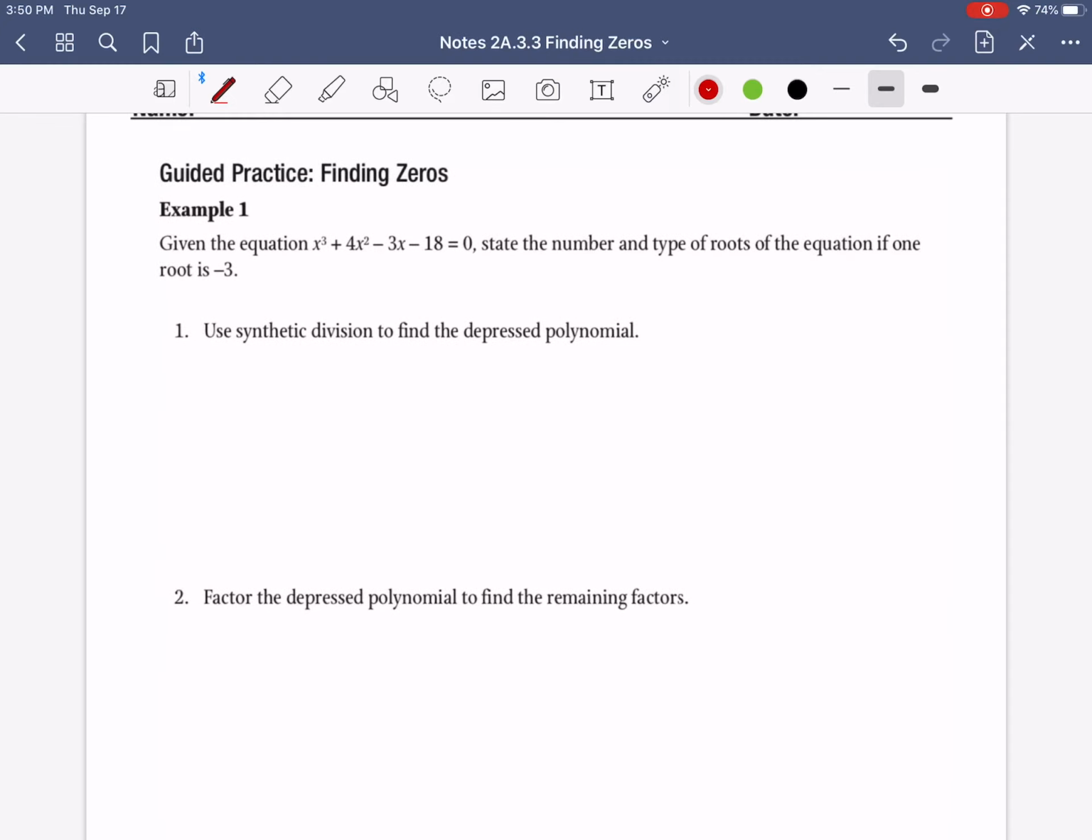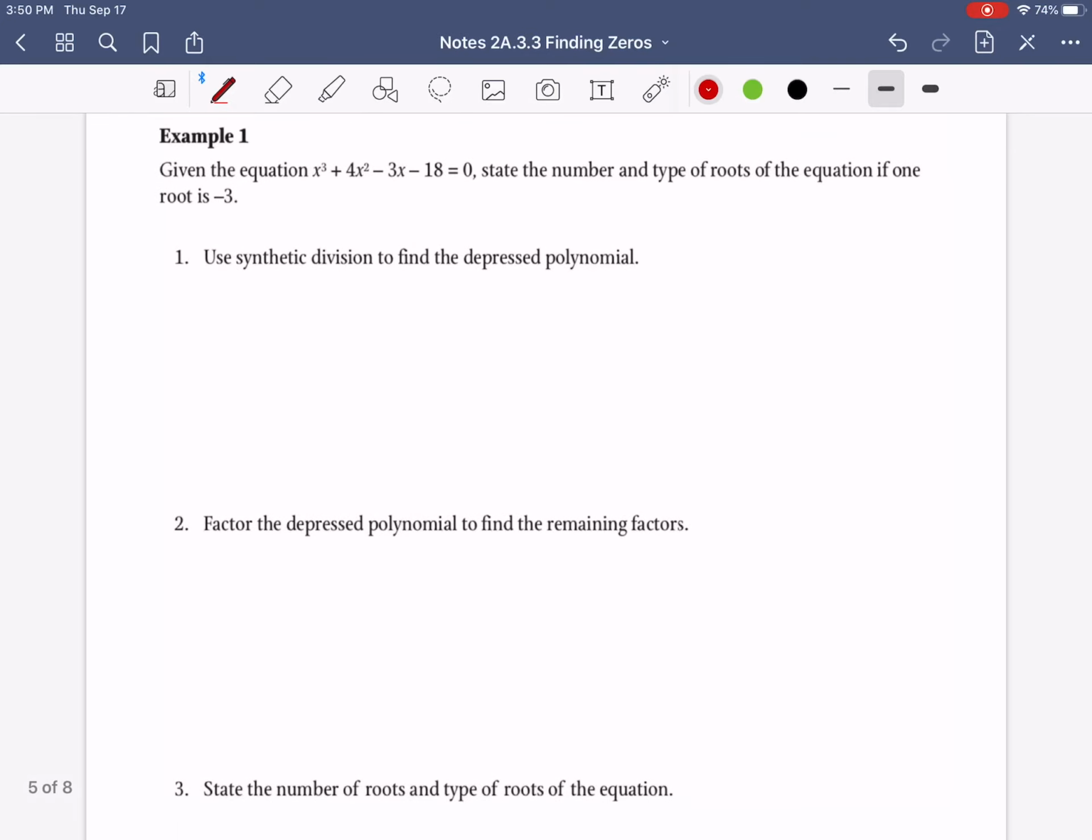So example 1 says, given the equation x cubed plus 4x squared minus 3x minus 18 equals 0, state the number and types of roots of the equation if one root is -3. So we're in luck. They gave us a root. We don't have to do guess and check because they gave us a third degree polynomial. They gave us a root. The depressed polynomial will be quadratic, and then we'll be able to do factoring or the quadratic formula.